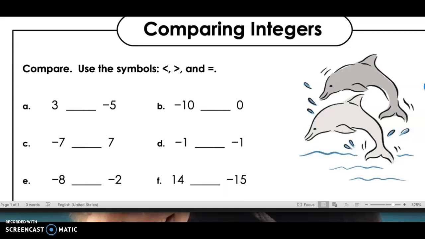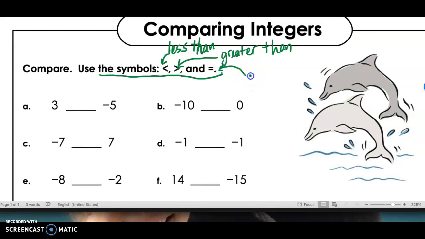So you just got done watching Khan Academy where we compared and ordered the integers. We put them in order from least to greatest or greatest to least. But what if you're just given two and they tell you to use the symbols? Remember, this is less than, and the other one next to it is called greater than. These are the words you'd be using in your head or when you say it out loud. And then you all know the equal sign. So there's equals, because sometimes they'll be equal.